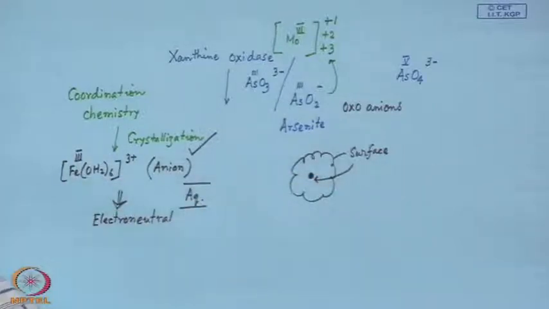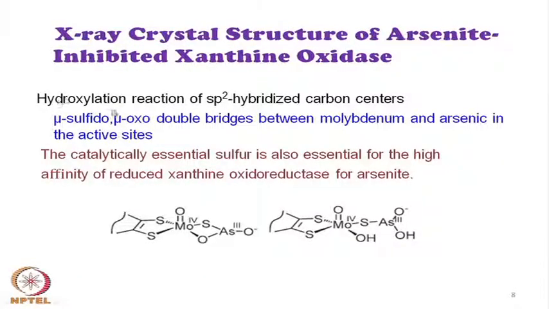So, what we can think of is that this particular enzyme is well known to be responsible for the hydroxylation reaction of sp2 hybridized carbon center, not sp3 hybridized. So, it can go for the corresponding hydroxylation on the sp2 hybridized carbon center on xanthine. It can go for the corresponding phenol type of thing, but it is not going for the methanol, which is sp3 hybridized. So, what we get is that during the reaction of this arsenite, we get a mu sulfido mu oxo double bridge.